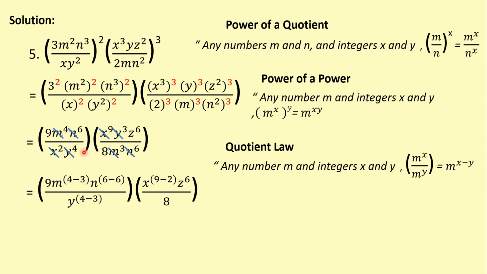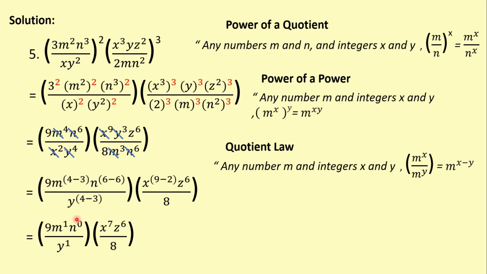Okay? Next natin, copy lang natin yung z. Kasi wala namang z sa denominator. Then, yung 8 na constant. Then, simplify lang natin yan. 4 minus 3 is 1. 6 minus 6 is 0. 4 minus 3 is 1. 9 minus 2 is 7. Then, copy lang natin ito.